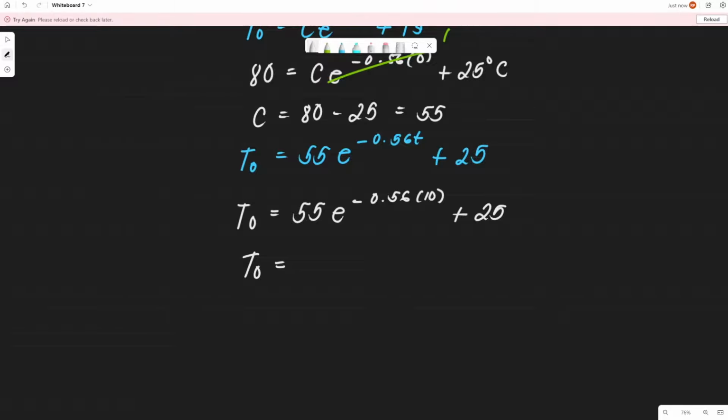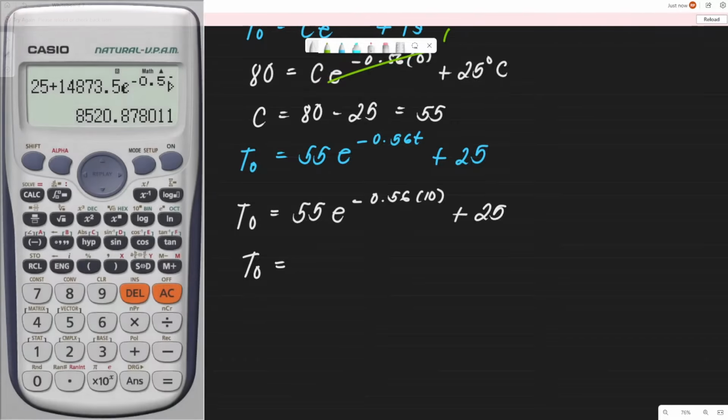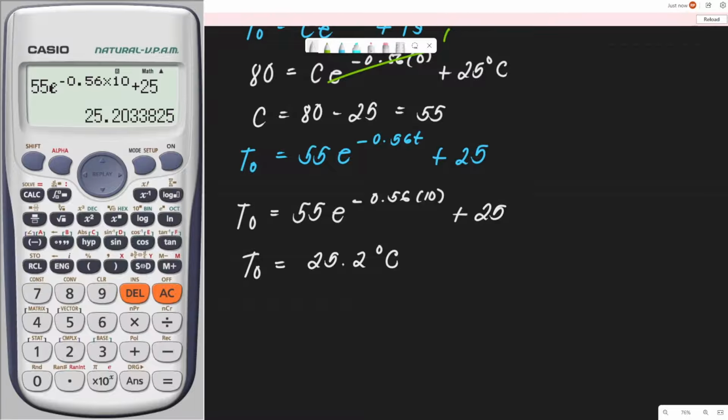So, our T sub O now is equivalent to, let me go back to the calculator, 55 e raised to negative 0.56 times 10, plus 25. Therefore, the temperature after 10 minutes, after the heating ended, is 25.2 degrees Celsius. However, the question asks what the temperature is in Kelvin.